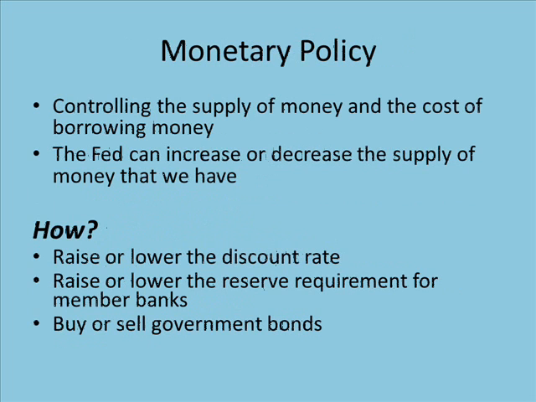Now, the most important thing they do is they control the monetary policy. Monetary policy is controlling the supply of money and the cost of borrowing money from a bank. Now, the Fed can increase or decrease the supply of money that we have. They can do this by raising and lowering the discount rate, raising and lowering the reserve requirement for member banks, and buying and selling government bonds. I know that didn't make sense, but I want you to think about it by looking at these two words, discount rate and reserve requirement.